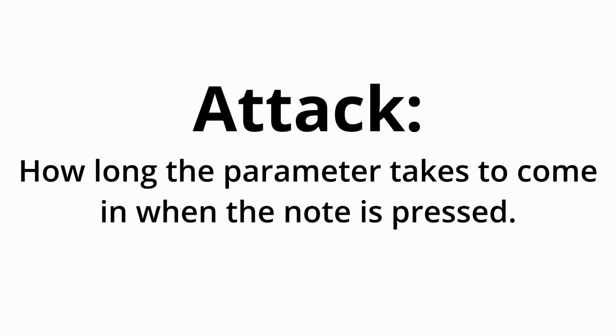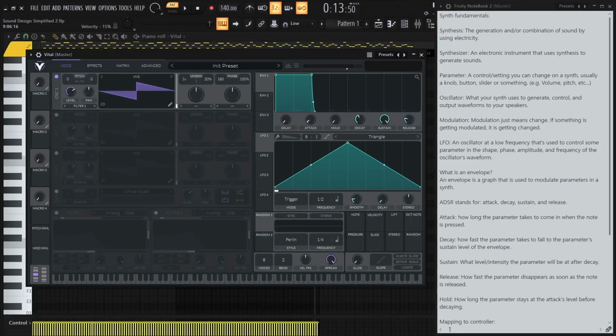Attack is how long the parameter takes to come in when the note is pressed. For example, I have the saw wave over here, and it has no attack. But if I increase the attack, we're going to hear the volume of the saw waves fade in. If I increase it more, and that's all the attack does.